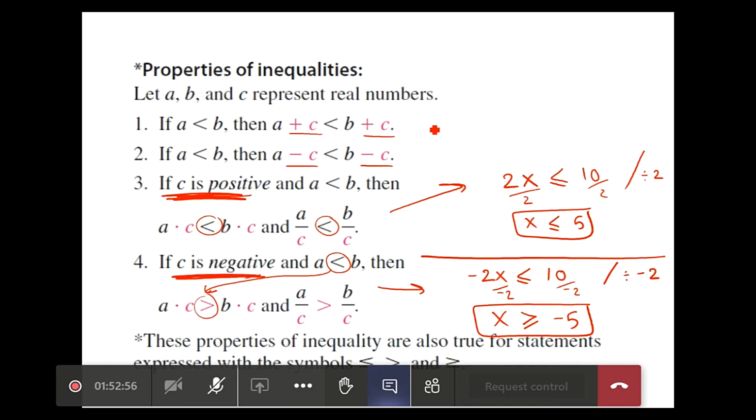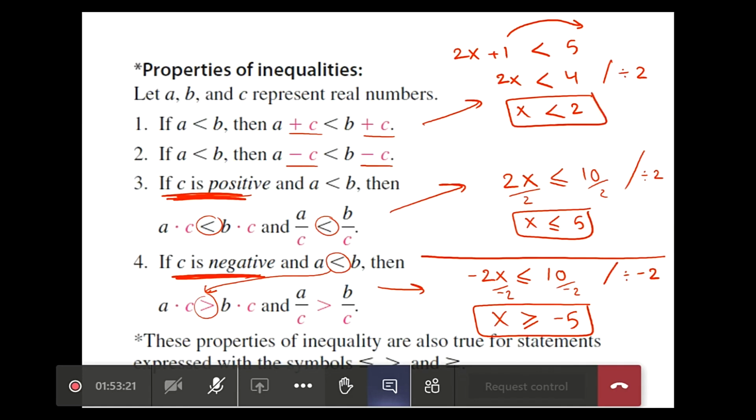But in addition, subtraction, for example, 2x plus 1 less than 5, we can put this one on another side. So we have 2x less than 4 because we have 5 minus 1. By divide by 2, so we have x less than 2. Divide by 2, 2 positive.